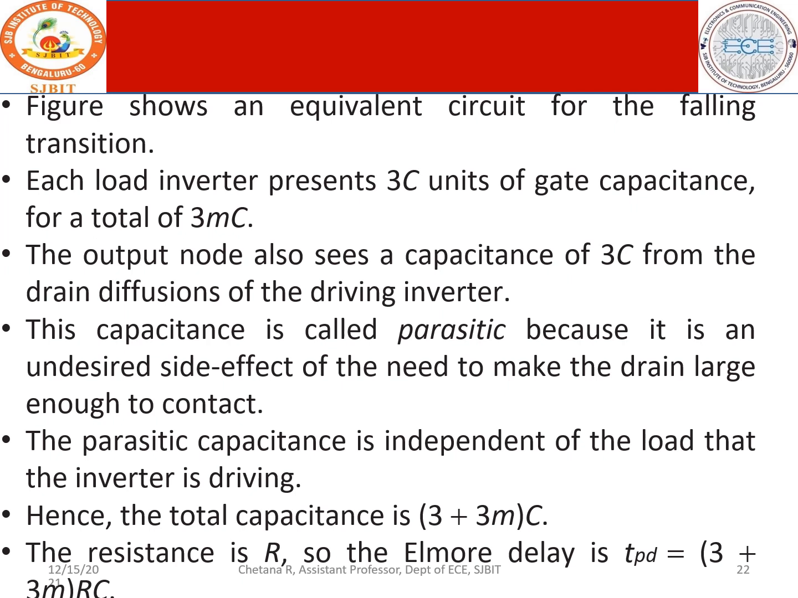Okay, let us now look. The figure shows an equivalent circuit from the earlier diagram, and they have 3 units of gate capacitance and therefore it forms 3MC. So the output has the capacitance 3C, called the drain capacitance or the parasitic capacitance, and the parasitic capacitance is given by 3C, the load capacitance is given by 3MC. Therefore the Elmore delay is calculated as (3 plus 3M) RC, or 3RC plus 3MRC, and if RC is taken as common, the delay is found to be (3 plus 3M) RC.